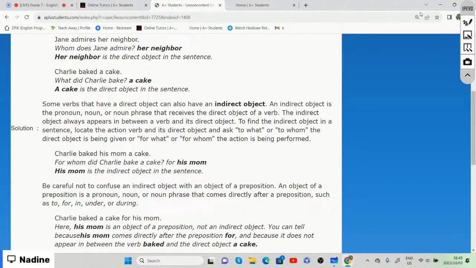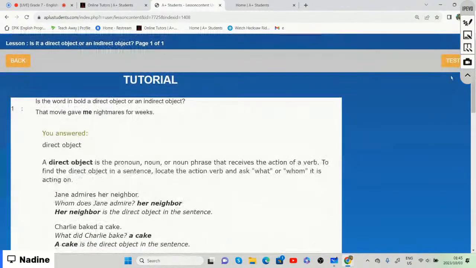All right. Now we're going to our test. Oh, we already did the test. Sorry. That was basically just us recapping what a direct and an indirect object is. I apologize for wanting to go to the test. And we say a direct object is the receiver of the action. So don't forget to ask yourself what or whom is it acting on?